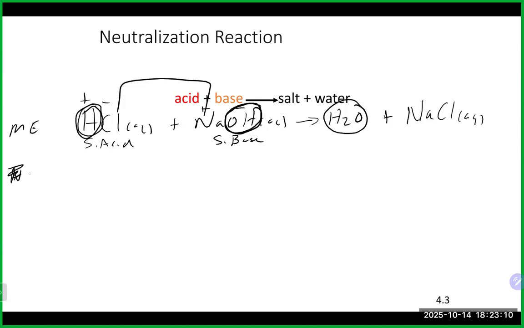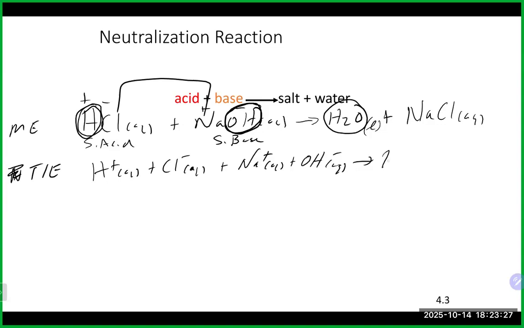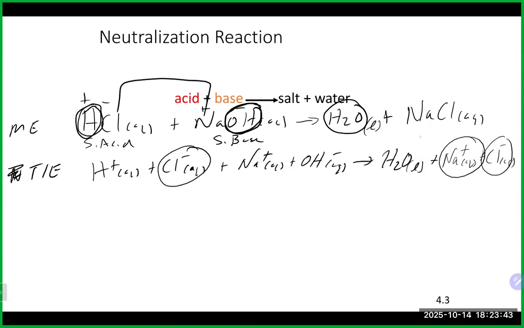Again, our total ionic equation in this case would be H plus and Cl minus, as that's a strong acid, so it'll break apart. That's a strong base, which means it will break apart. Water, which is a liquid, will stay together. And our sodium chloride, which is an ionic salt, will break apart as well. And if we look at our spectator ions, we've got chloride on both sides, we've got sodium on both sides. Those go away.